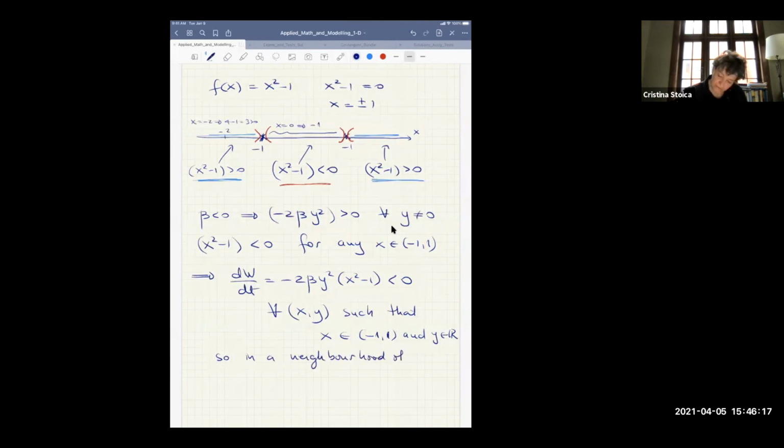of (0, 0). So overall, this implies that (0, 0) is asymptotically stable. Yay!